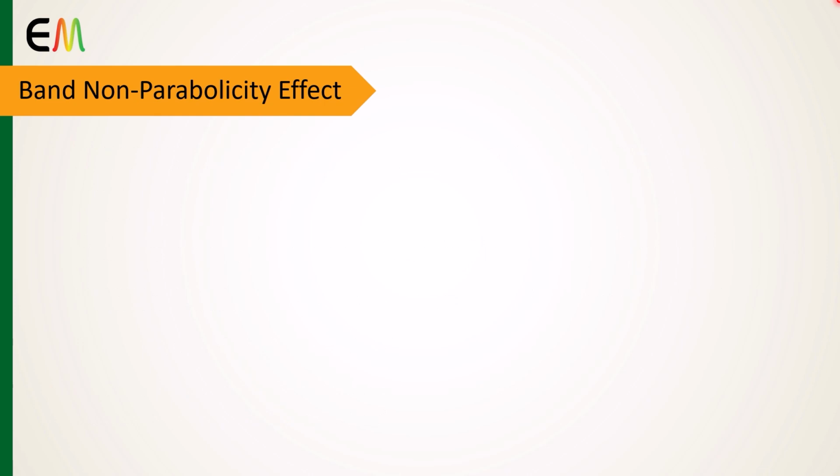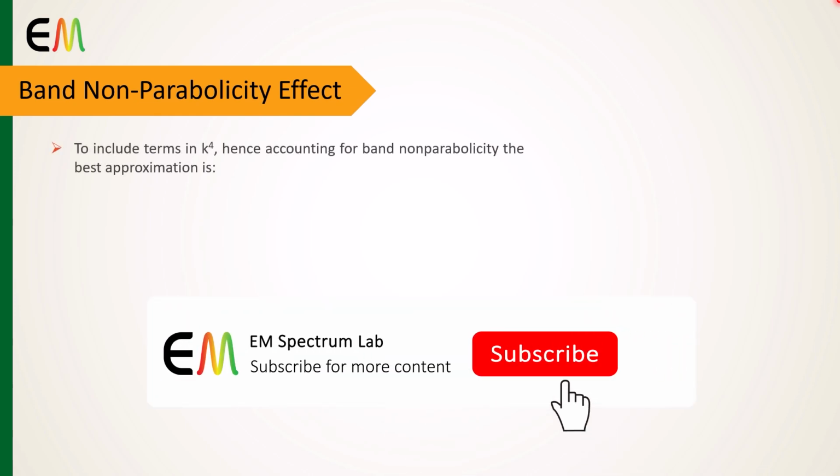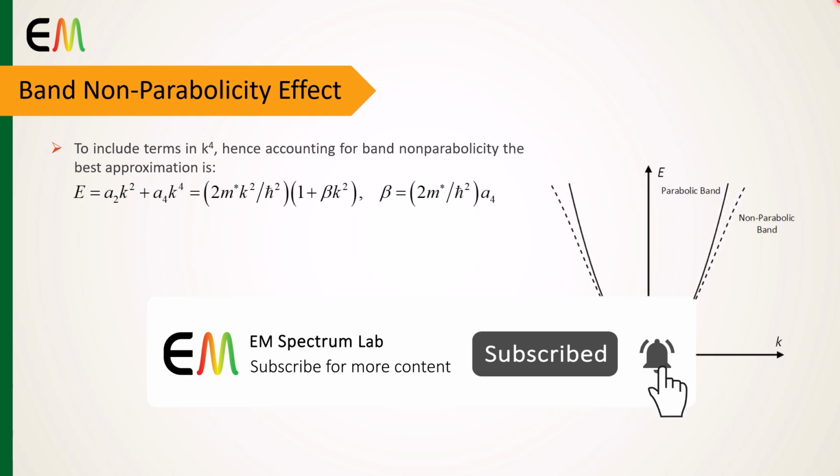So by these explanations, to include terms in k to the power 4, hence accounting for band non-parabolicity as displayed in the dispersion diagram in this figure, the best approximation is this relation.